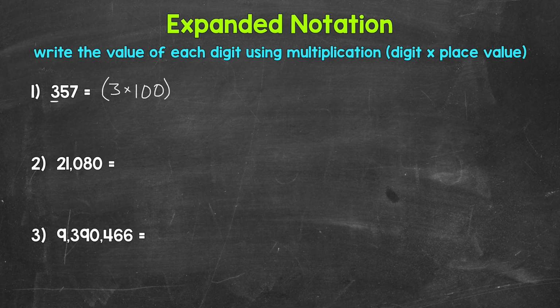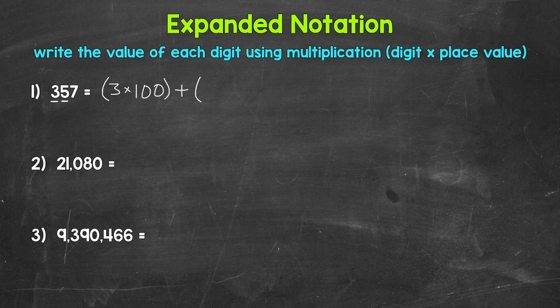So we have a 3 in the hundreds place, 3 times 100, plus, and we put an addition sign here because we want the sum of all of the values. We are adding the values of each digit when writing a number in expanded notation. So we use addition in between. The sum of all of the values will equal the original number. And now we move to the next digit, this 5 right here.